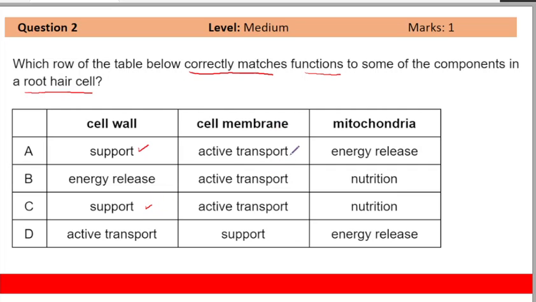Cell membrane tells me active transport. So you can see option B is also correct, C also, this is active transport. Okay, not support. Mitochondria release energy. It's true. So you can see where all three are correct: support, active transport, energy release. So we can see here A is the correct option.